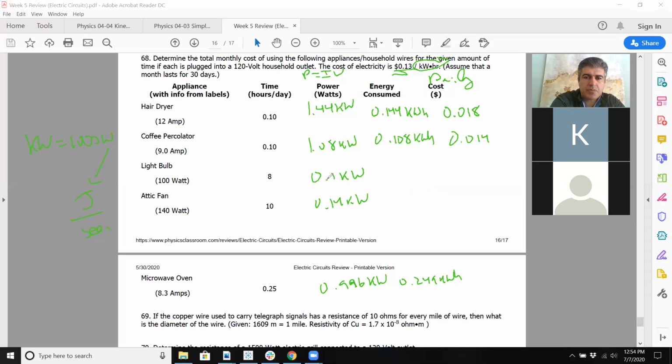But times 8, so it's 0.8 kilowatt hours. In 10 hours, that's 1.4 kilowatt hours. Then if you multiply by the cost, 0.13, so you have that, and the cost here, 1.4 times 0.13, is 0.182. And then lastly, if you have 0.249 times 0.13, it's 0.032. So that's just going to be your daily cost.